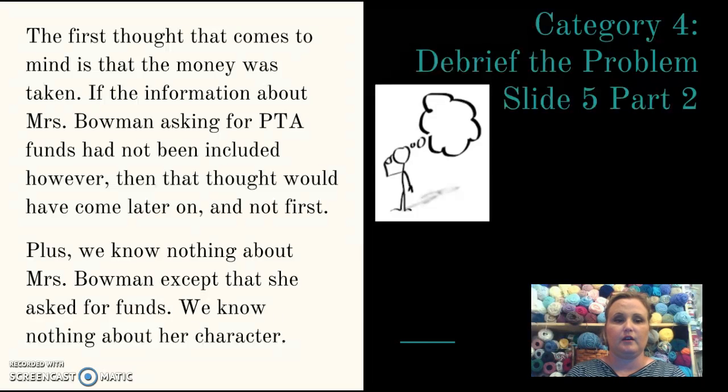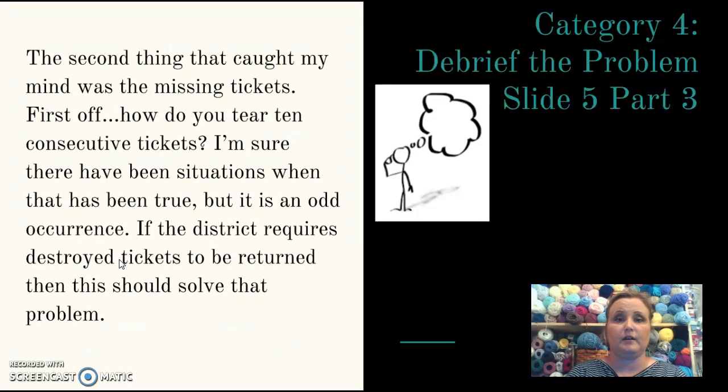Plus, we know nothing about Mrs. Bowman except that she's asking for funds. We know nothing about her character. Of course, people may act outside of their character, but their character usually governs their actions, and we know nothing about Mrs. Bowman.